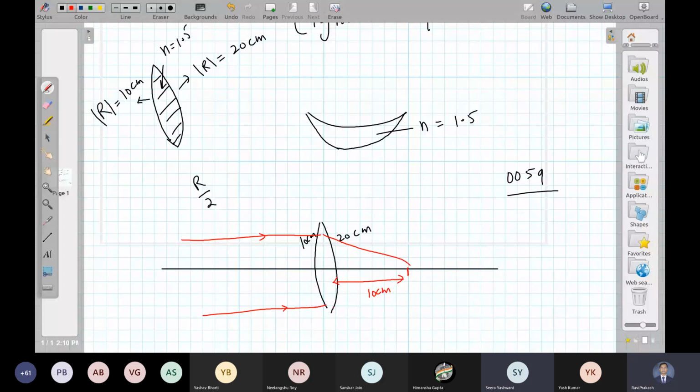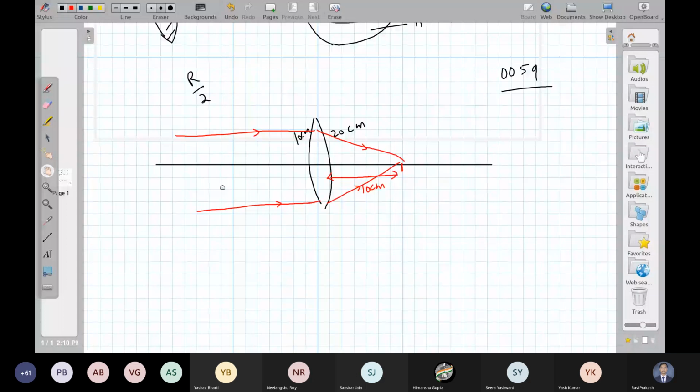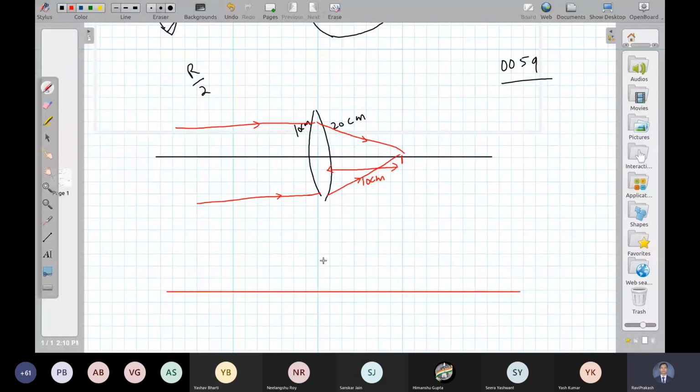Yes, sir, but I'm not sure. And if I flip the lens, now this side is 20 centimeter and this side is 10 centimeter, and rays are again coming from infinity. Where will they converge? Sir, I guess there should be a combination formula, but. Use whatever formula you have. Just give me the answer.